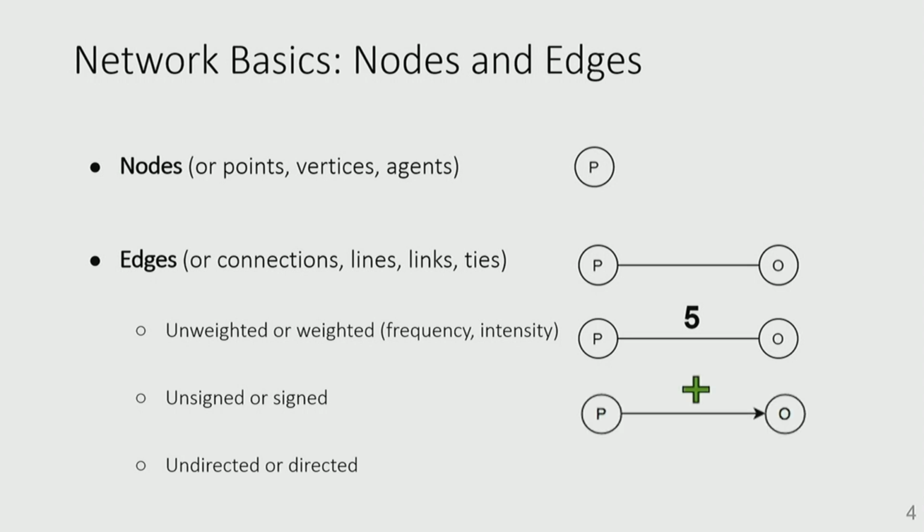We have signed or unsigned edges. Sometimes we want to represent positive and negative ties. For example, ties representing trust between people and ties representing distrust between people. Or if each of these nodes is, let's say, a country, we can have positive signs representing alliances, formal military alliances between countries, and negative ties representing wars between countries, or substantial political disagreement between countries. So this edge that you see is signed. It's also directed. You can see that there's a direction from P to O. A directed edge represents a relationship that is not necessarily reciprocal. It's in one direction.